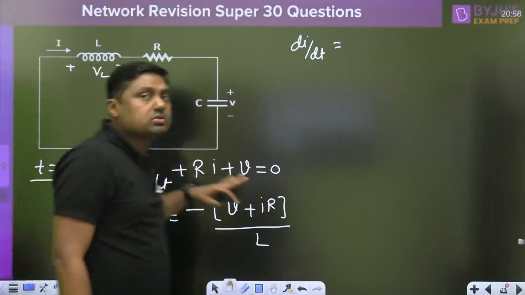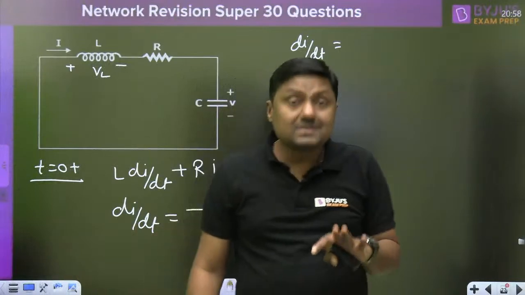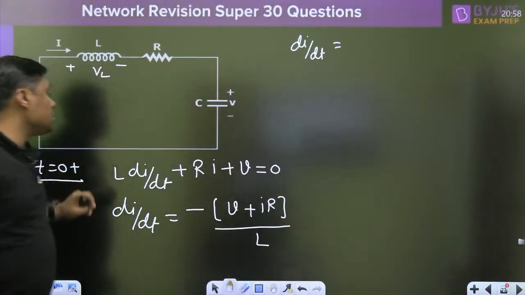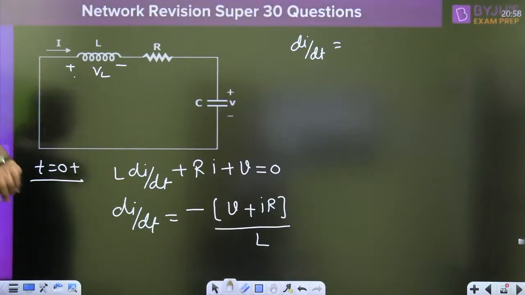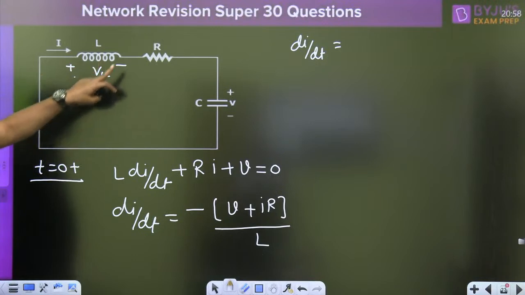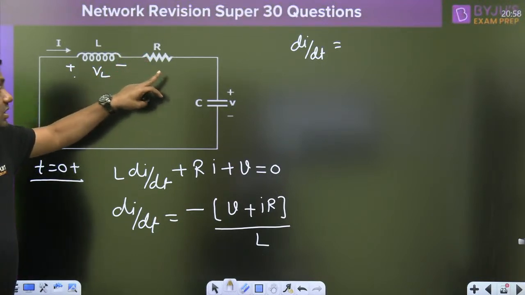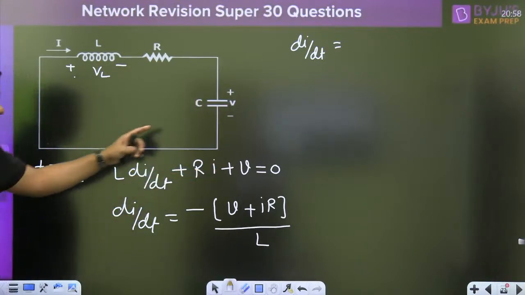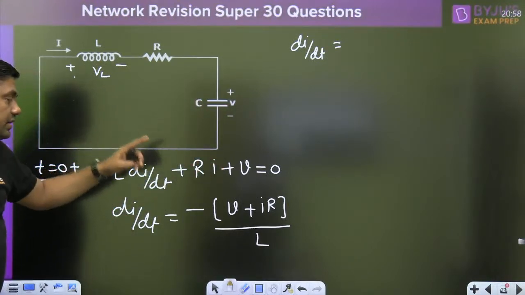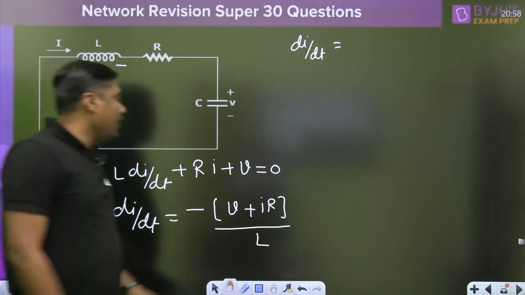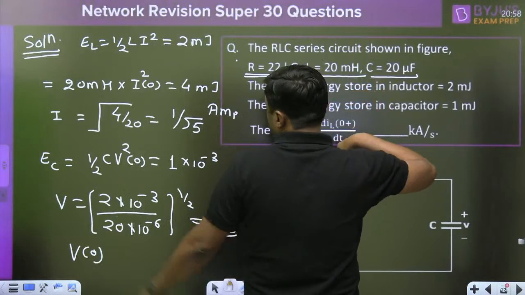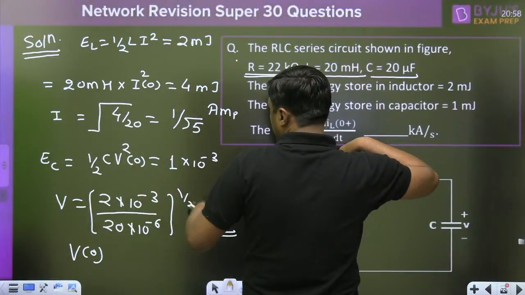Capacitor does not allow sudden change of voltage. Inductor does not allow sudden change of the current, but it allows the sudden change of voltage. KVL should be satisfied. Write down the KVL: L di by dt plus Ri plus V. You have the initial value of the voltage and so on. Now, put the values and you will get the answer. Minus the initial voltage V. You are getting the answer 10 volt.